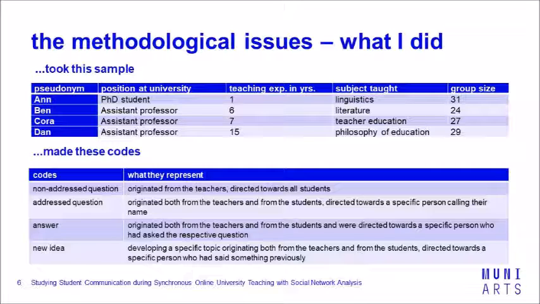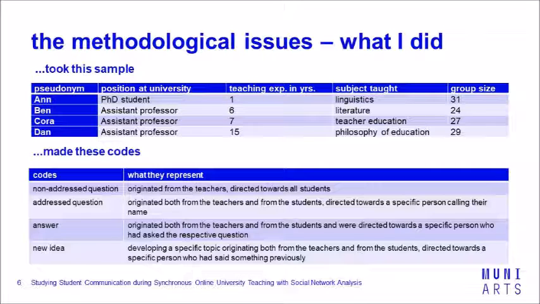A new idea was the hallmark of spontaneous interaction, and that was something that was a reaction to something that somebody else had said before, and it was a development of some specific topic. New ideas occurred both from the teachers and from the students, and they were always reactions. They were directed towards someone who had said something previously. So new ideas were not answers to some questions, they were spontaneous interactions developing some ideas.